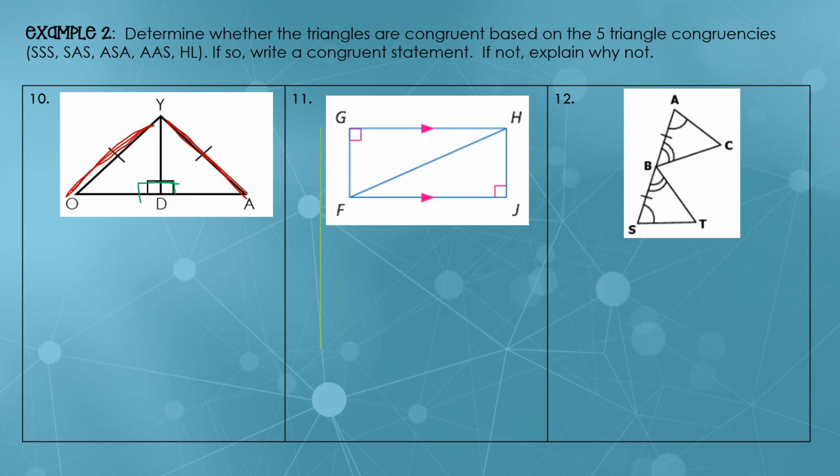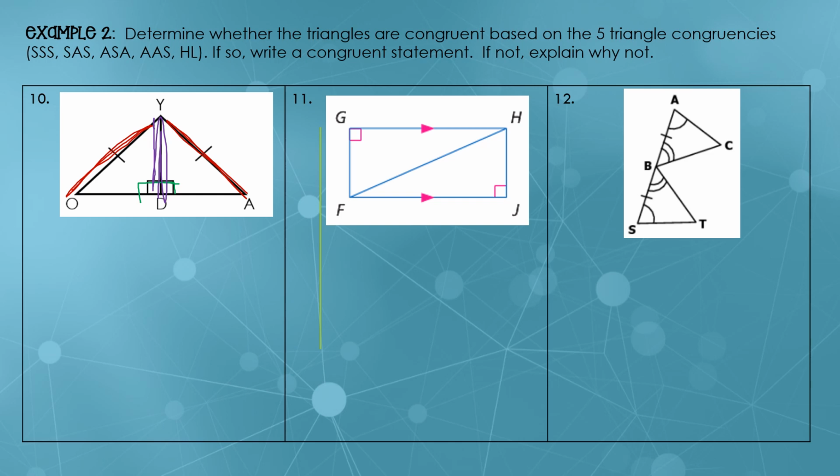And we have YD, that's a reflexive side. It's in both triangles. So because it's a right triangle, I'm going to check for hypotenuse leg. And in order for it to be hypotenuse leg, it has to be a right triangle, which it is. We have to have the hypotenuse marked. The hypotenuse is opposite the right angle. It does not touch the right angle.